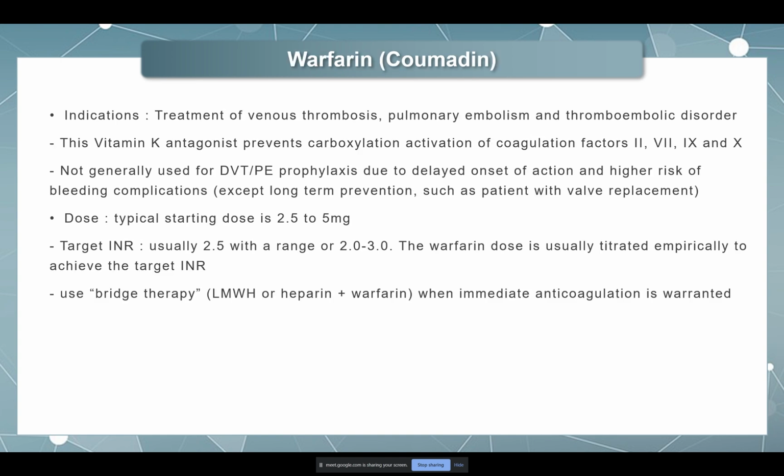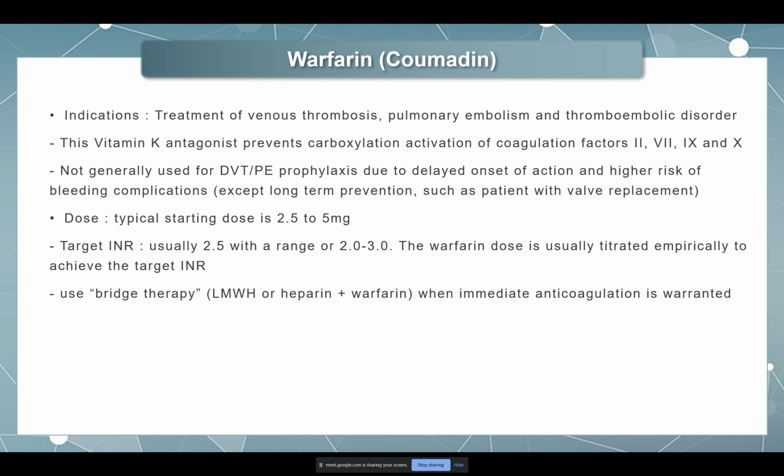Next one, Warfarin. It's also a treatment for venous thrombosis, PE, and thromboembolic disorders. It's not generally used in DVT and PE prophylaxis because of the delayed onset of action and higher risk of bleeding. The typical starting dose is 2.5 to 5 mg. Target INR is usually 2.5, within the range of 2 to 3. So usually we have to titrate accordingly to hit the INR target.